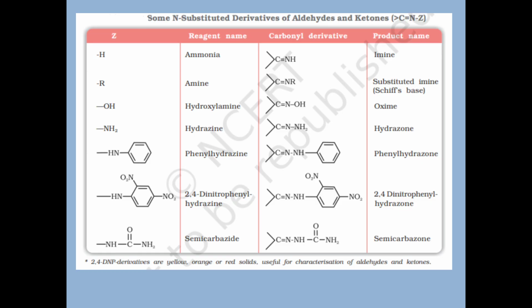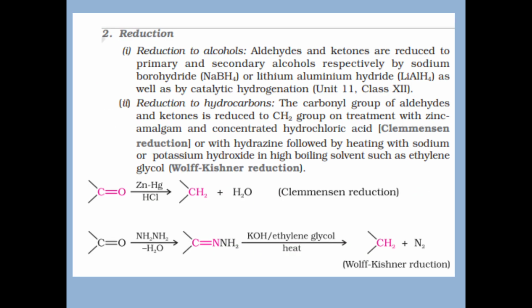When Z is equal to H, that is ammonia, this is the product imine. When an amine is given, a substituted imine. When hydroxylamine is given, this is the oxime product. When hydrazine is given, this is the hydrazone product. Phenyl hydrazine is given, so phenyl hydrazone will be the product. 2,4-dinitrophenyl hydrazine gives 2,4-dinitrophenyl hydrazone as product. And when semicarbazide is given, it will give semicarbazone as a product.